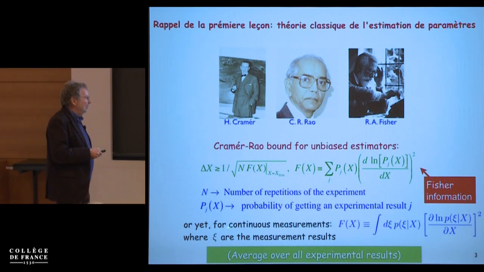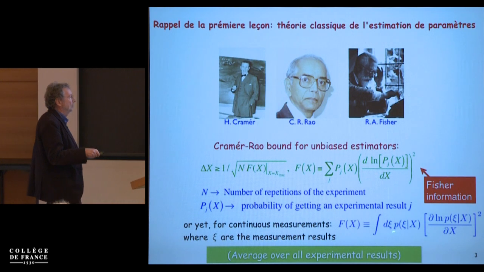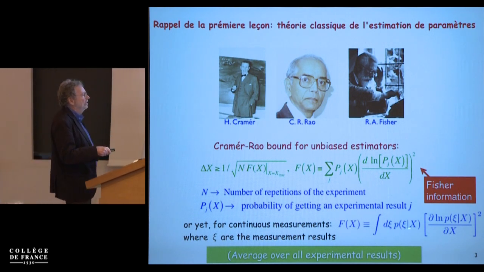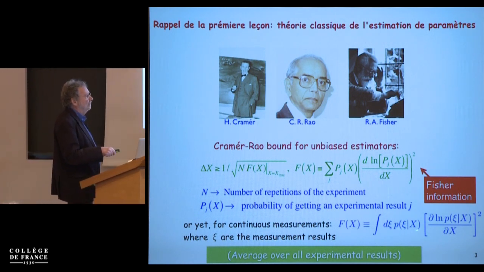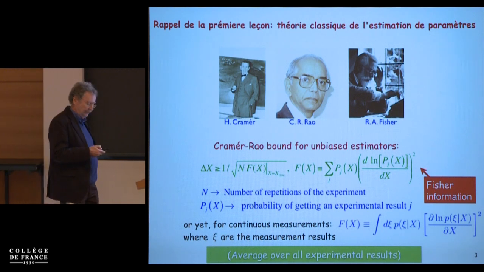Now, for continuous measurements, this expression here is replaced by this one. And this, you see, is the probability of getting an experimental result psi if the value of the parameter is x. And of course, this integration here is an average of this expression over all possible experimental results. Okay, so that's the classical Fisher information.